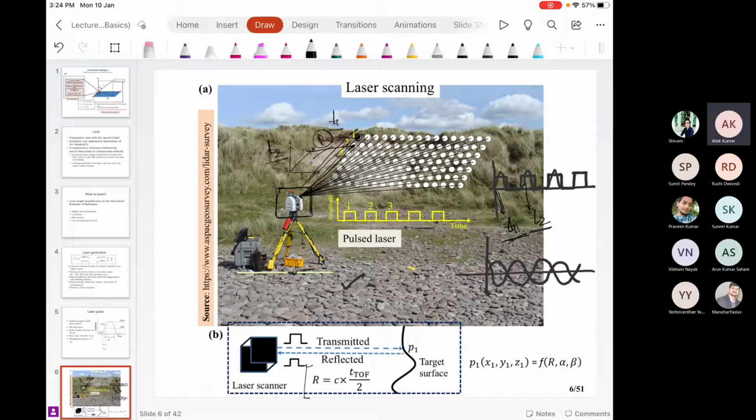Sir, the distance of point 1. Okay, distance of point 1 from where? Sir, from the laser source.